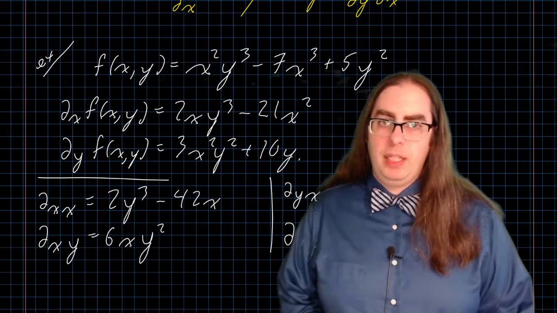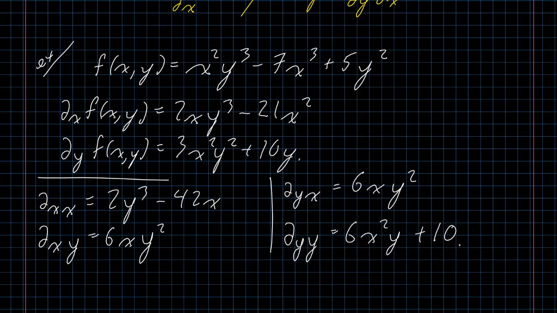And if you're paying attention, you noticed something a little bit interesting. When we took the derivative with respect to x and then with respect to y, we got 6xy squared. When we took the derivative with respect to y and then with respect to x, we got the exact same thing, 6xy squared. This is why I said don't worry too much about the notation and remembering all of the ordering, because it turns out that that's usually going to be the case.